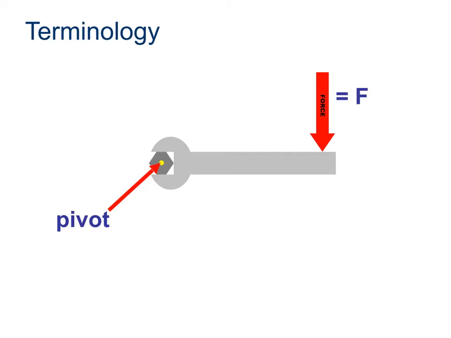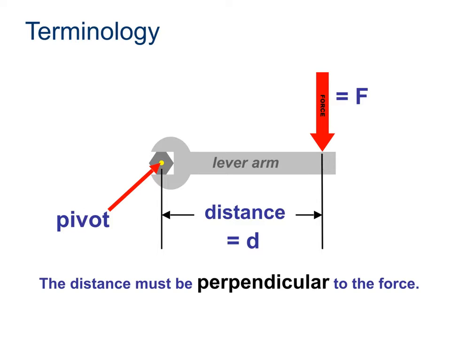The next thing is the pivot. The force will cause a reaction to happen either in a clockwise or a counterclockwise motion, and that will come up later, but it does go around a pivot point. And the last important part is the distance. So the distance goes from the pivot point to the location of the force. And it is important to note that the distance must be perpendicular to the force. So we have our force, we have our distance, it is perpendicular.